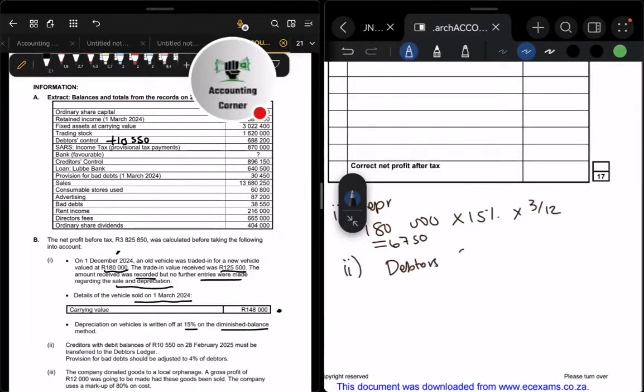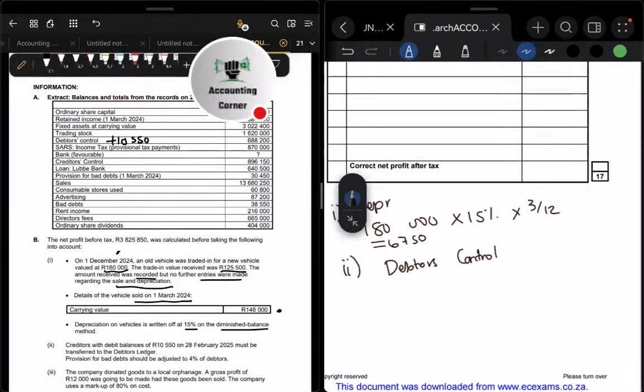Debtors control. 688,200 plus 10,550, which is 698,750. And so the question says provision for bad debts should be adjusted to 4% of debtors. Okay, so now we need to calculate 4% of that amount.